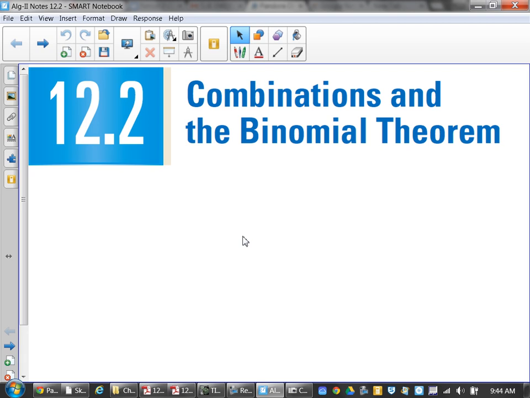There's two parts in this section, combinations and the binomial expansion theorem. I don't think we'll get to the binomial expansion theorem today, which is fine. We can do that tomorrow. It's Friday, no big deal. It's a pretty easy scenario.